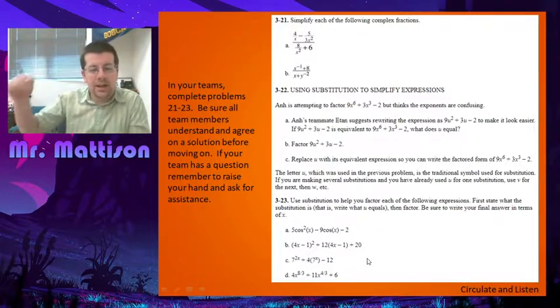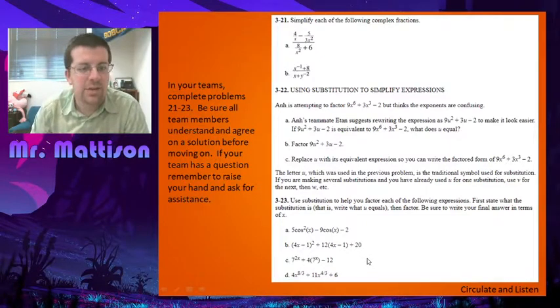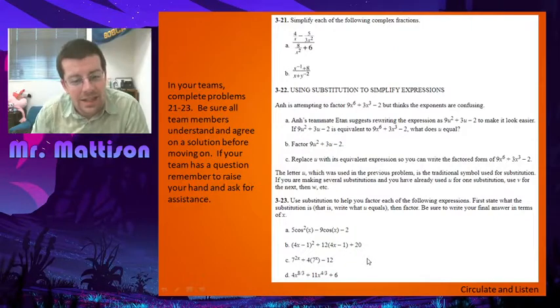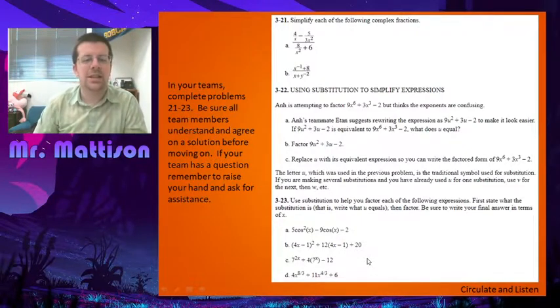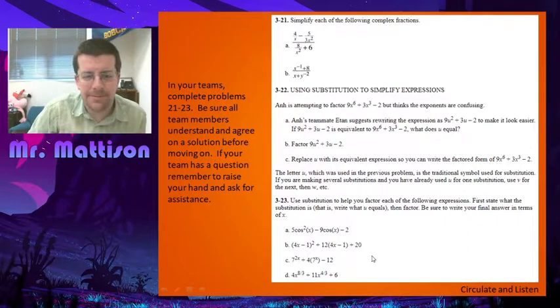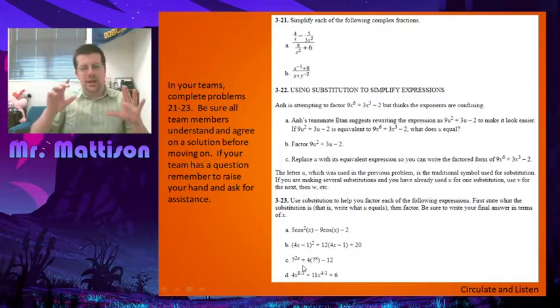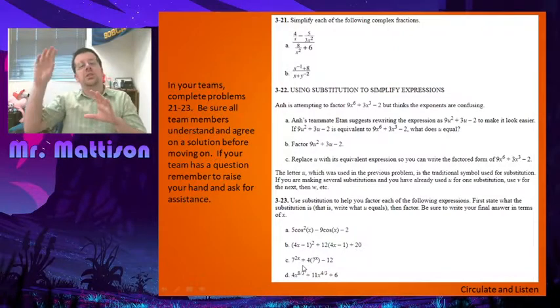On C, well, I could make u 7 raised to the x power. So then I would have u squared plus 4u minus 12. Then on D, if I make u x to the 4 thirds, then I would get 4u squared plus 11u plus 6. Now that D is probably the most tricky one here because this 8 thirds is a little bit harder to see as x to the 4 thirds squared.